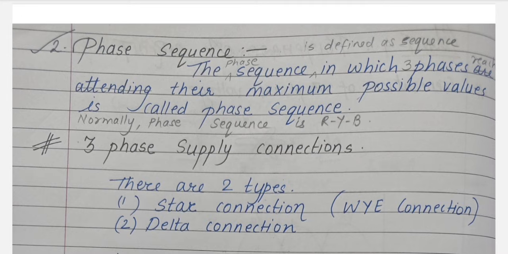Which term you have to remember here? That is maximum possible value. Phases attaining their maximum possible values. Normally the phase sequence is RYB. I have told you this sequence is majorly accepted and you have to follow the same, okay. So these were the two definitions.